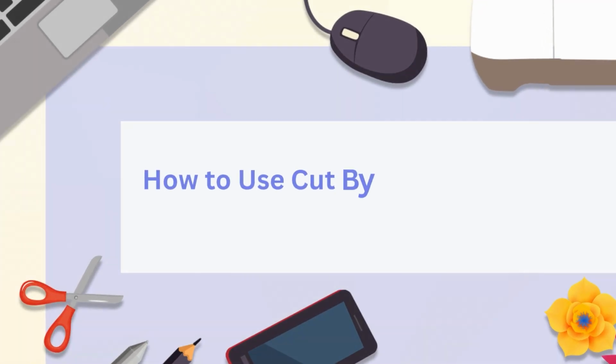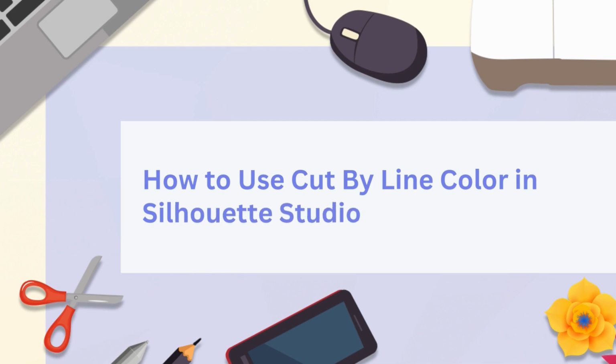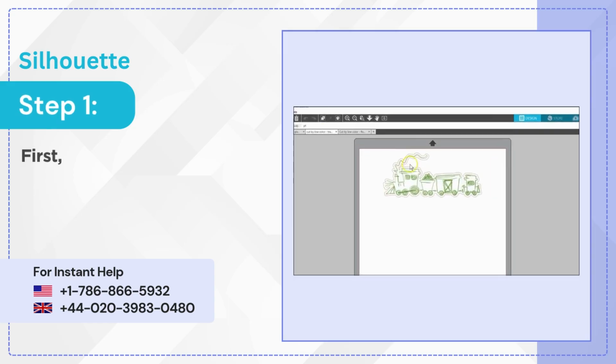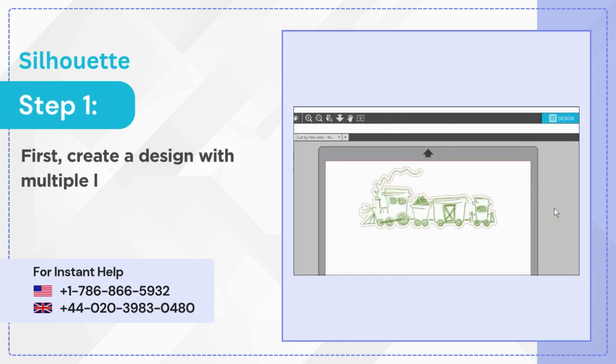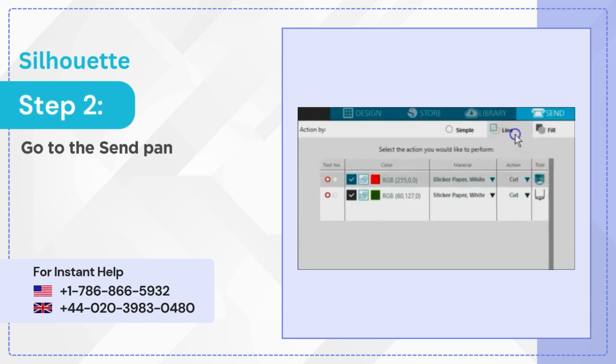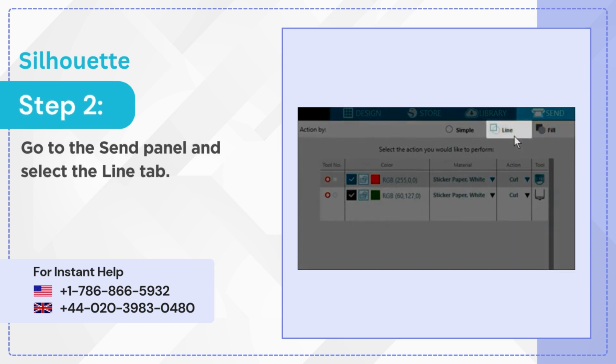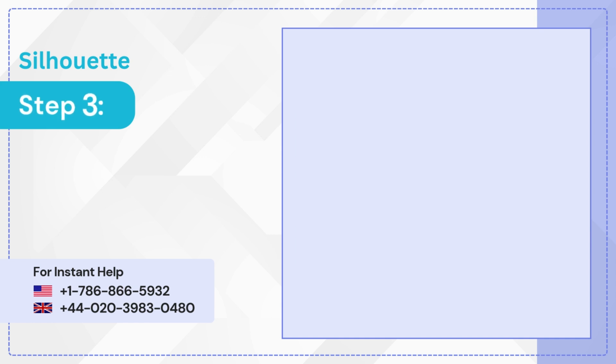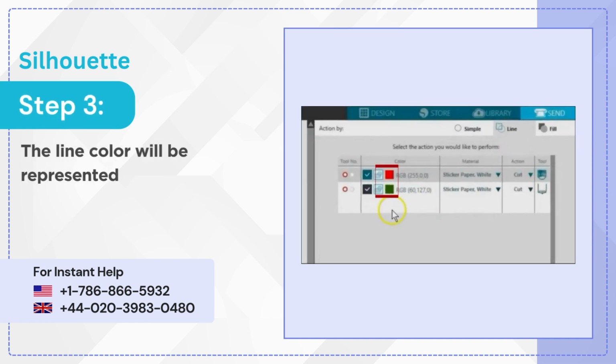How to use cut by line color in Silhouette Studio. Step 1. First, create a design with multiple lines. Step 2. Go to the Send panel and select the Line tab. Step 3. The line color will be represented in the table below.